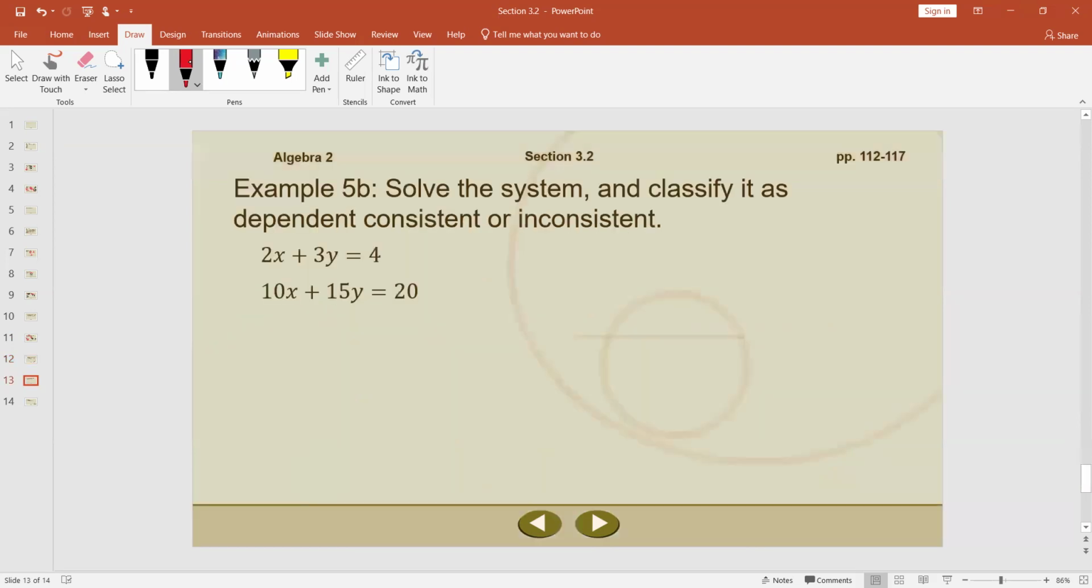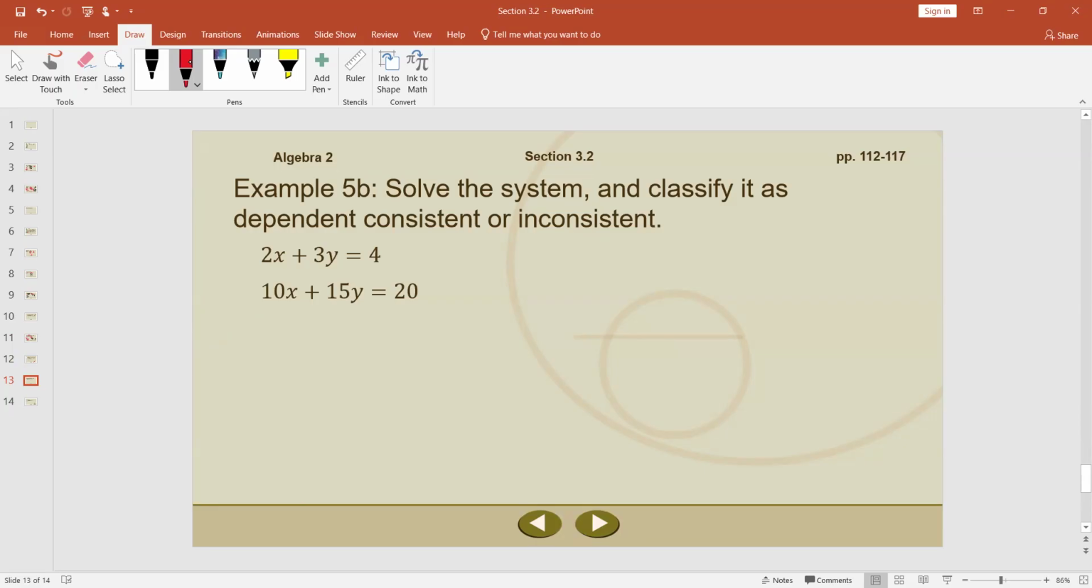An example, to me, looks pretty easy. It looks pretty obvious it's going to be a dependent consistent, and they should, for the most part, unless you've got some really weird coefficients. But in this case, if you look at the second equation, 10x plus 15y equals 20, if you divided all of those by 5, you would end up with 2x plus 3y equals 4. So we know we're looking at the same line here, essentially. Both of these are going to be the exact same line. But I'm going to go through the algebra just to show you what it looks like.